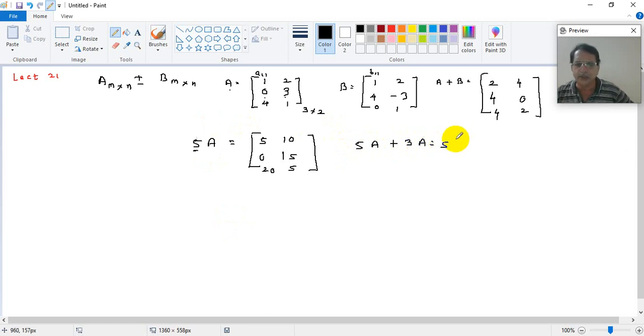That means it is 5 into the matrix 1 2 0 3 4 1 and plus 3B. Sorry, this I will erase. I want to calculate 5A plus 3B, correct? So here it is B. So what will be that? 3 into B matrix, म्हणजेच हा 2 4 4 0 and 4 2.